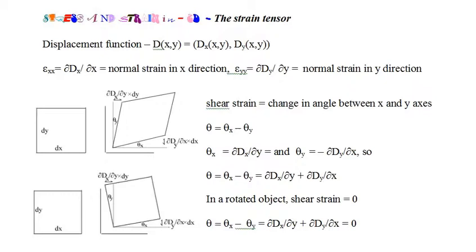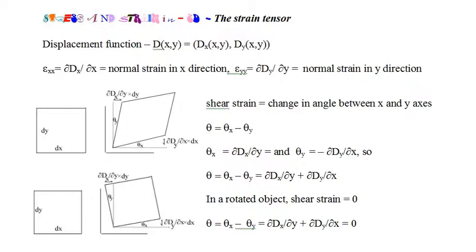And shear strain, which is a measure of the change in angle from 90 degrees between the horizontal or x-axis and the vertical or y-axis in the stressed object. Looking at the first diagram, the x-axis has rotated theta x degrees, and theta x is positive, and the y-axis has rotated theta y degrees, and theta y is negative. The total change in angle between the x and y axes is theta x minus theta y.